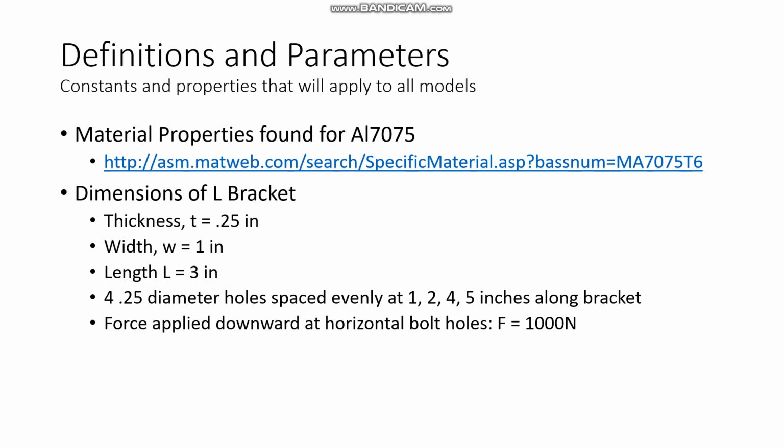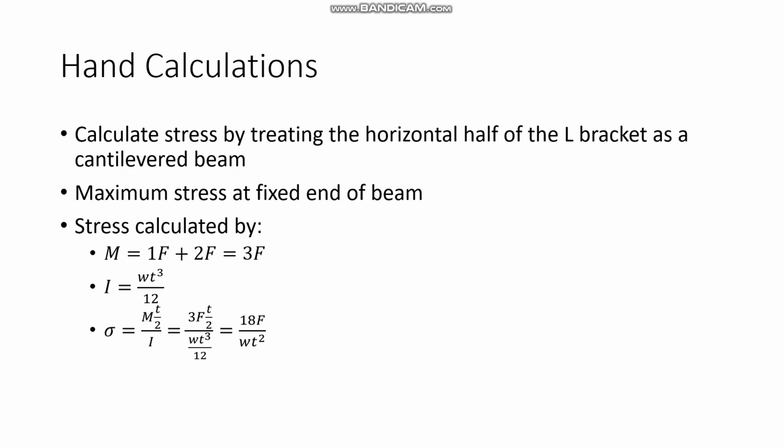For all design iterations, the following parameters will be used. The loading and mounting conditions will be universal, along with the material properties and basic bracket dimensions. And to calculate the stress at the 90-degree corner, the horizontal half of the bracket will be treated like a cantilevered beam. The two loaded bolts will produce a reactionary moment at the 90-degree corner. Calculating the stress for a cantilevered beam is a straightforward enough process. The moment of inertia for a rectangular beam can be found, and the stress can be found from there.